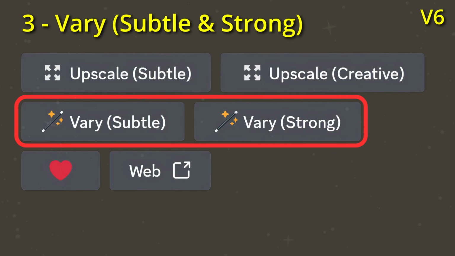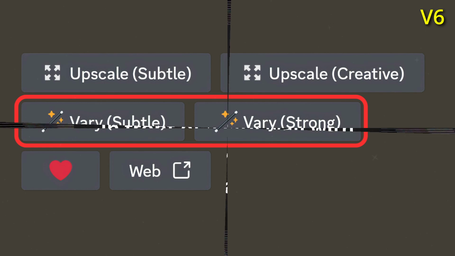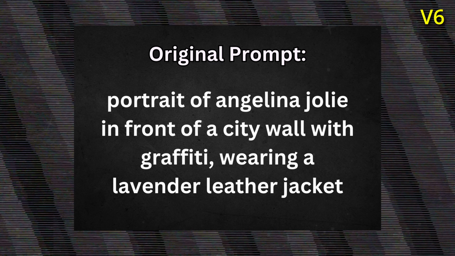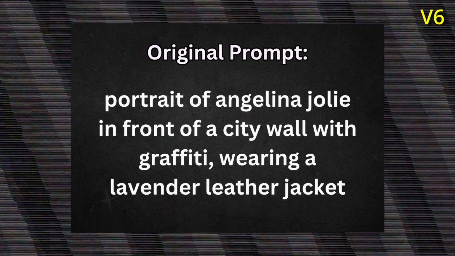We don't have inpainting in version 6 Alpha, yet there are nice things we can accomplish with both the very subtle and the very strong functions. We'll begin with this photo of an Angelina Jolie lookalike wearing a lavender-colored leather jacket. I think this is a fine result.